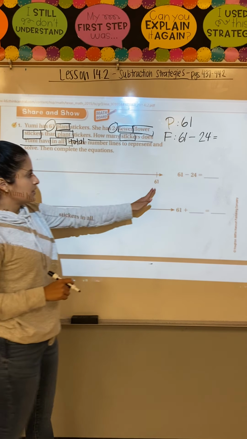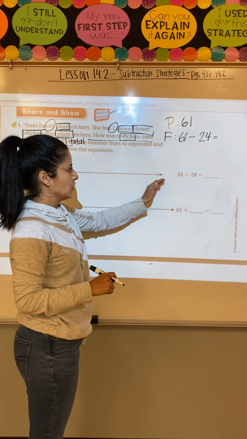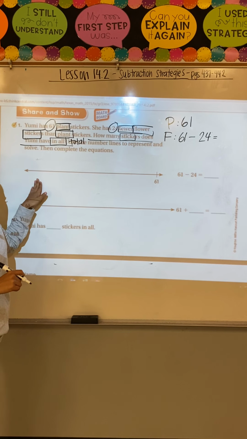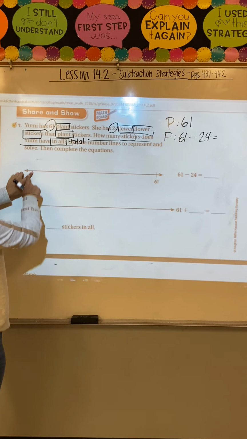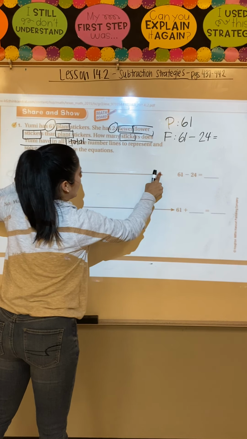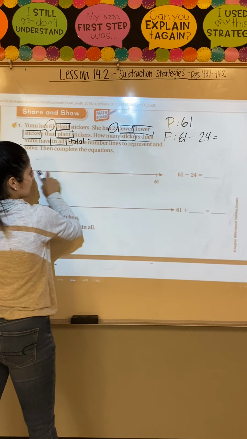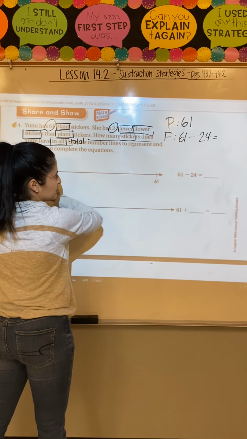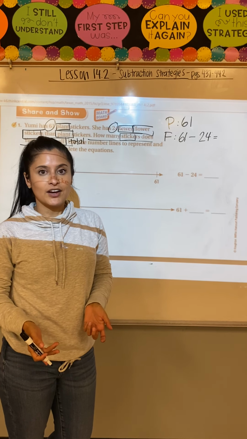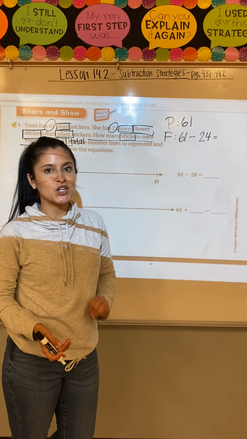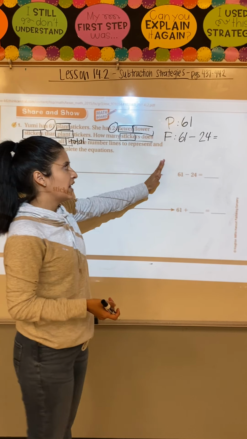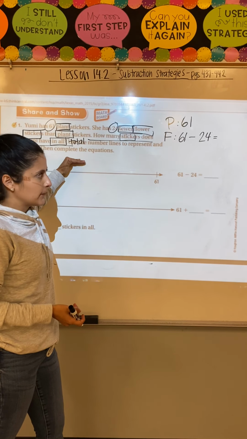If you notice, 61 is over here. Why did they not start the tick mark over here to the left? Well, if they were to put 61 here, that would mean going to the right, my number increases and gets larger. Does my flower stickers have a bigger number than 61? No, my number is smaller. It's decreased, so I'm moving to the left. I'm moving to the left 24.